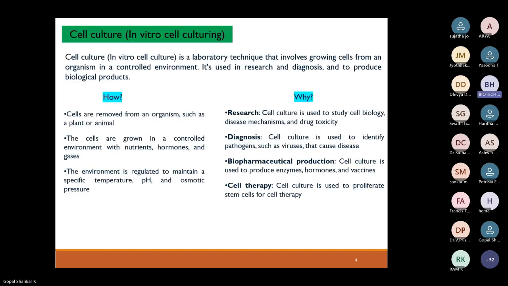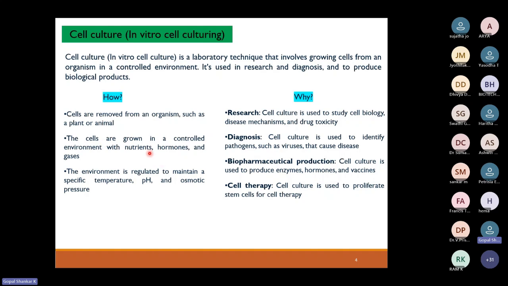Okay. So first we have cell culture. I'll use the laser pointer here. What is cell culture? It is basically in vitro cell culture. Why is it called in vitro? The term comes from Latin, and in vitro means inside a glass. So it is a laboratory technique that involves growing cells from a particular organism in a controlled environment. This is very important. And you do this basically for research and diagnostic purposes.